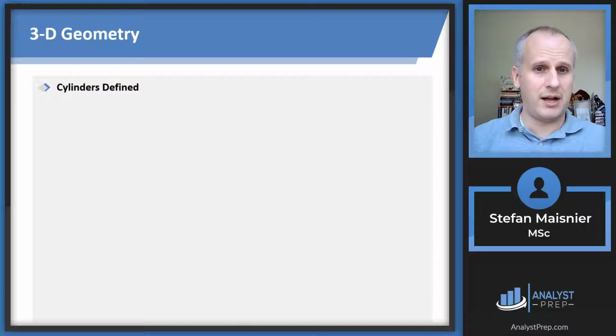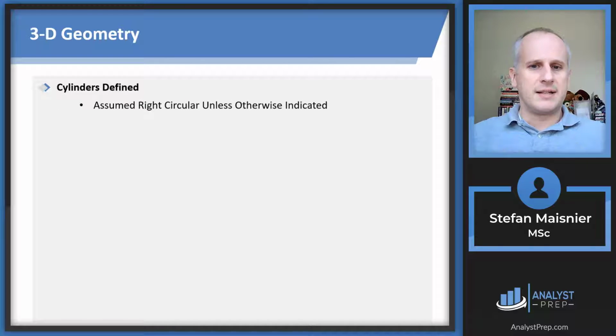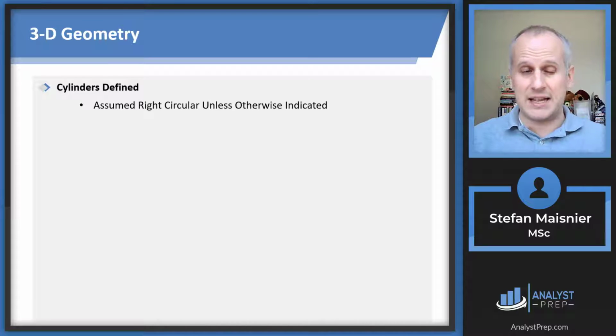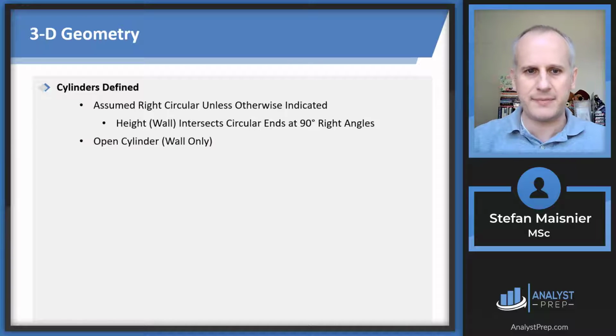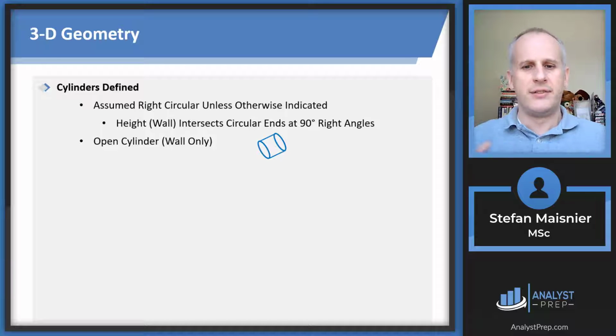So then our other three-dimensional figures are going to be based off of circles. First is going to be a cylinder. Cylinders are going to be assumed to be right circular unless otherwise indicated on the GMAT. So what that means is that your wall is going to intersect the circular ends at a 90-degree right angle. And when you have an open cylinder, that means you're looking at the wall only. You can see this illustrated here in this figure. The two tops are empty, and then you basically have your wall.